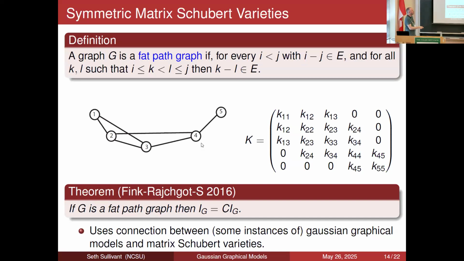What does K look like when you have this fat path structure? It's going to be like this ladder structure, for people who do determinantal ideals. All of the zero entries are shoved into the upper right corner, and then because it's symmetric, in the lower left corner as well. If the graph has this structure, then it turns out that the vanishing ideal is equal to the conditional independence ideal.